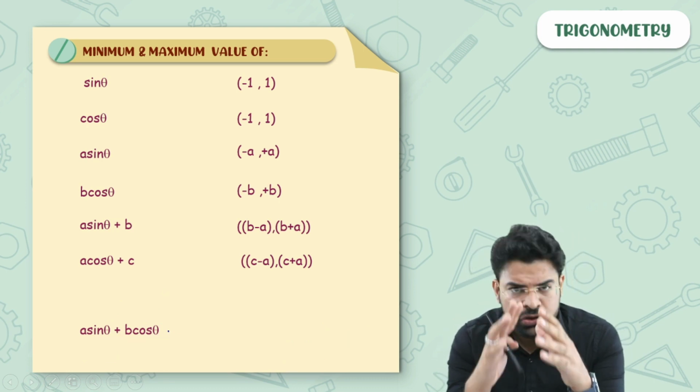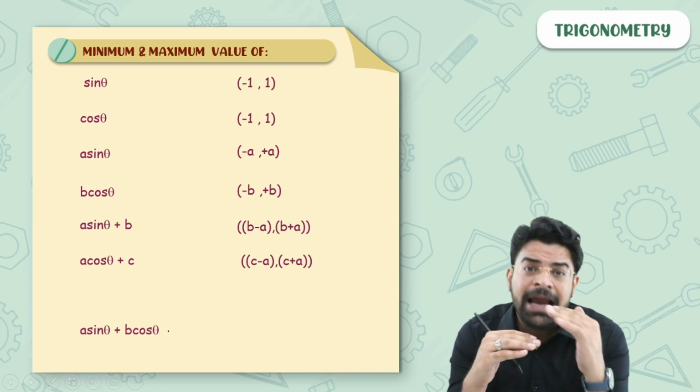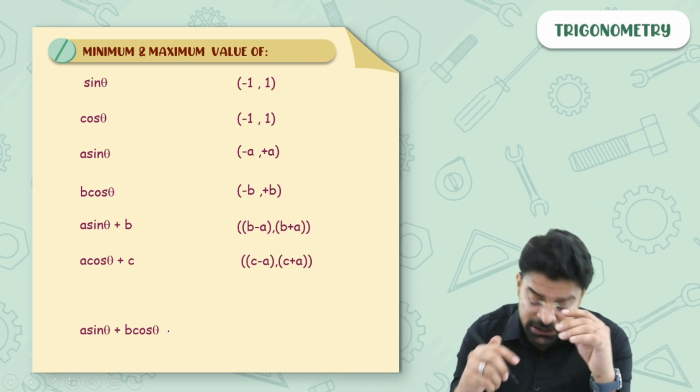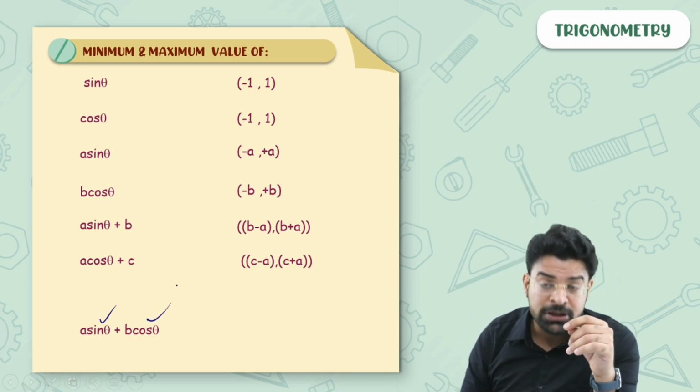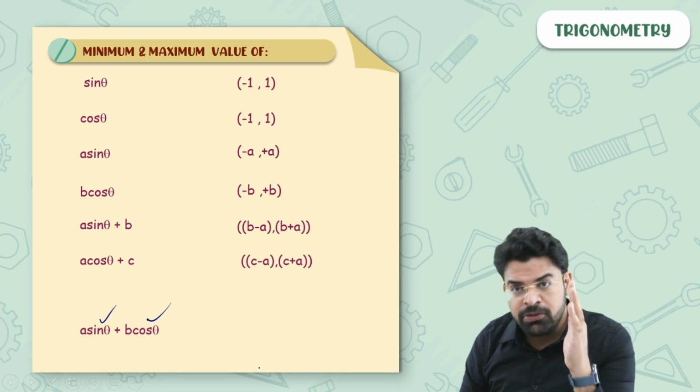Right now I want you to just mug up this result. I promise you, either in differentiation or while teaching SHM or waves, I will explain this. Why is the maximum possible value of a sine theta plus b cos theta under root of a square plus b square? Right now just remember, it will be useful later.